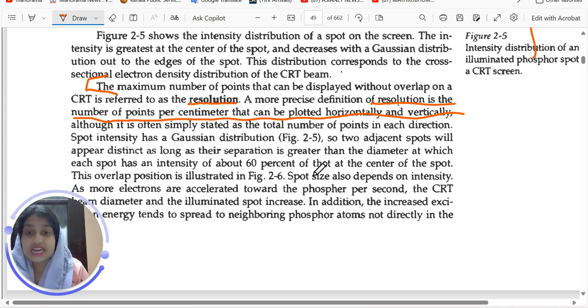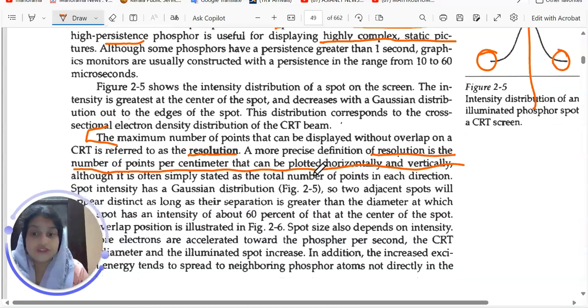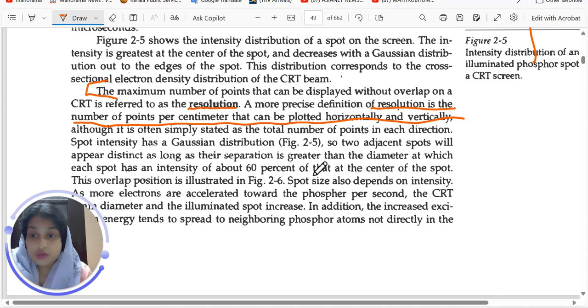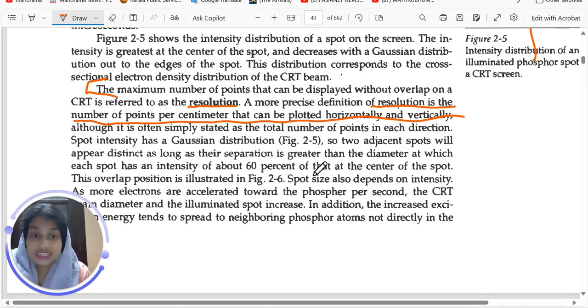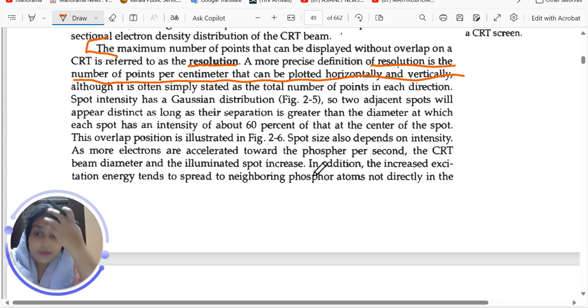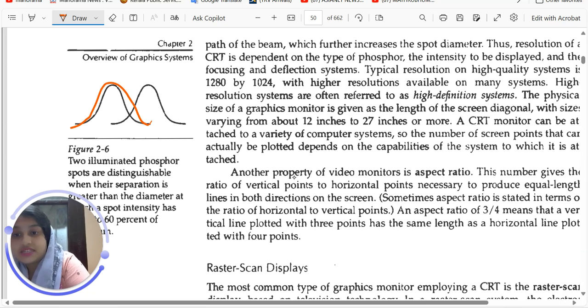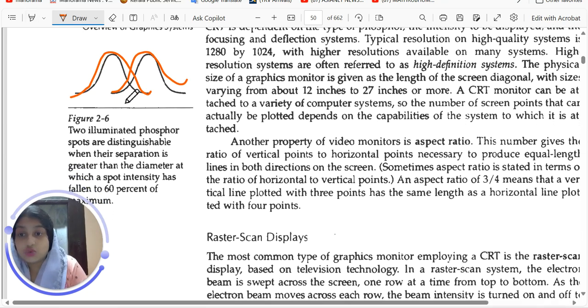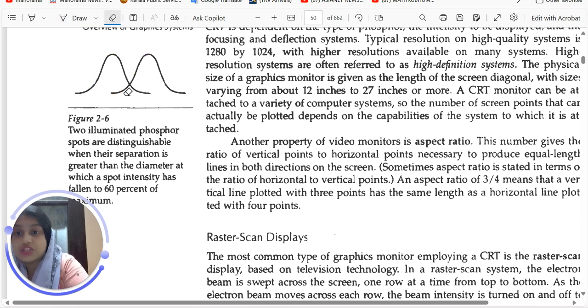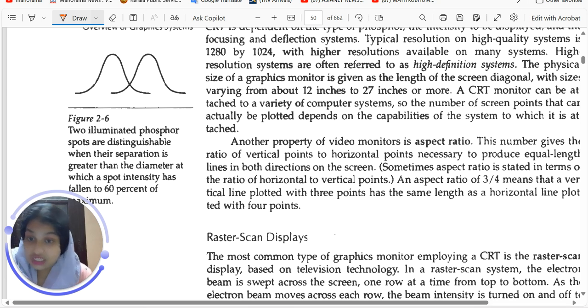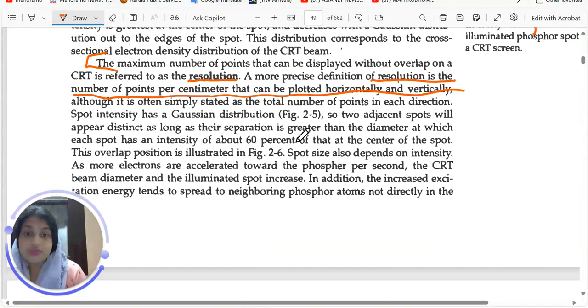Here the spot intensity has a Gaussian distribution, as you have seen in this figure. Two adjacent spots will appear distinct as long as the separation is greater than the diameter of the spot. Now we have another overlap position here. See, these are two illuminated phosphor spots, distinguishable when their separation is greater than the diameter at which a spot intensity has fallen to 60% of maximum.